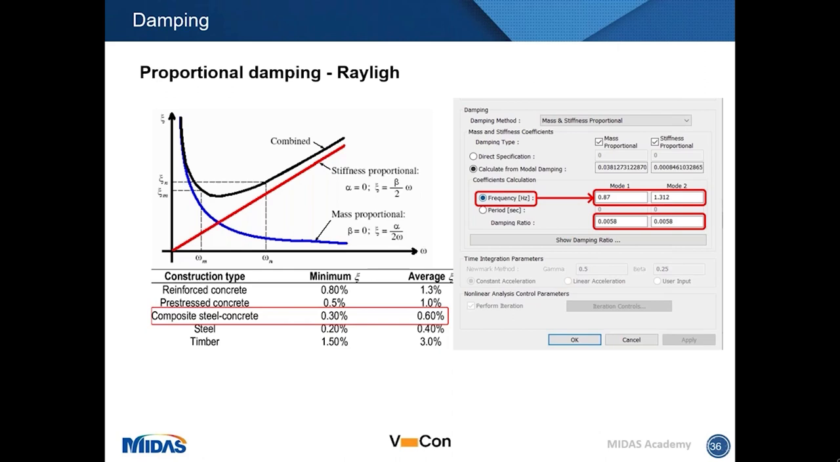Damping ratio here is derived from the analysis and is acquired from the value, and also should be checked with the expected average value from this table. Stiffness proportional coefficient beta is negligible opposite to mass proportion.